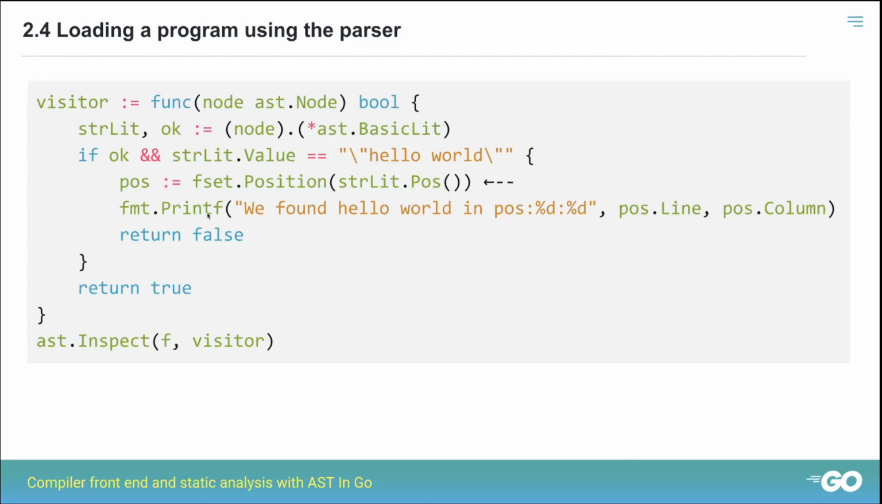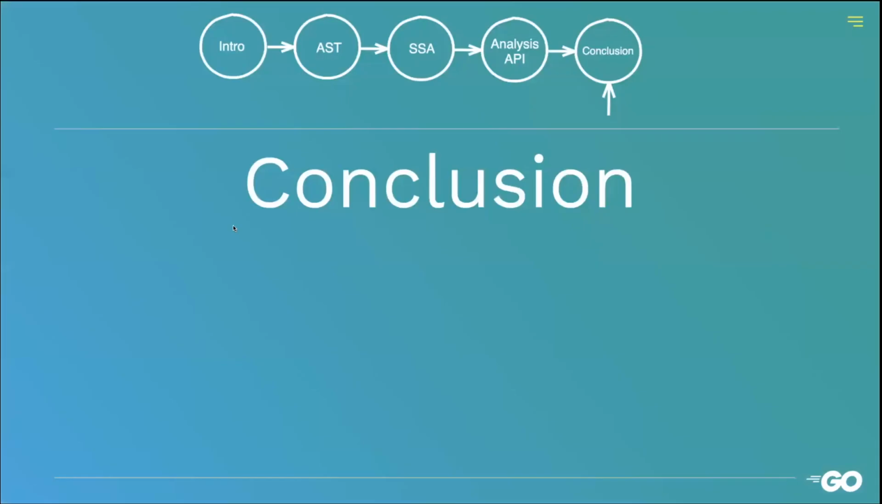Maybe one final word about the false and the true. The false means that you can stop searching. We found what we're looking for. You can exit. Whereas the true means continue iterating, continue traversing the tree. We haven't found what we're looking for. So that's the false and the true. Any questions so far?